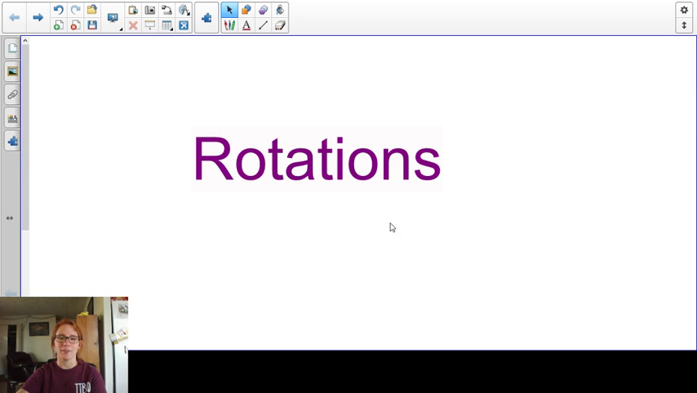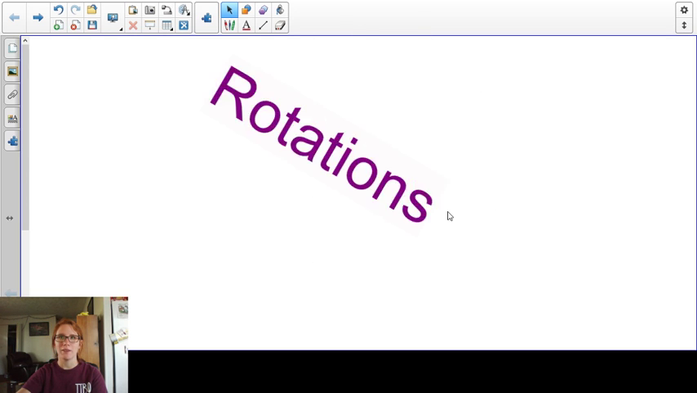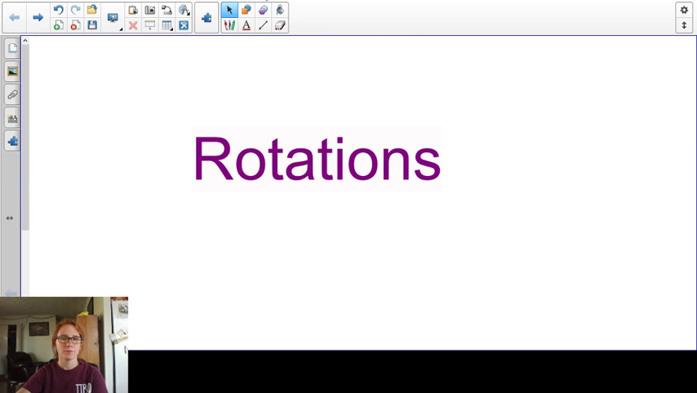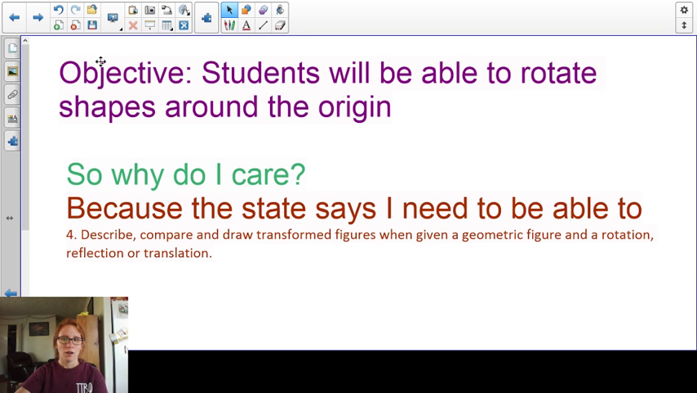Alright, so today we're going to talk about rotations. Spins. Woohoo! Okay, so we're going to go ahead and rotate stuff around the origin.